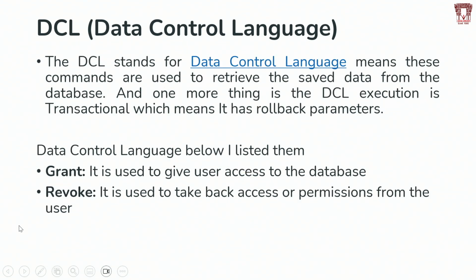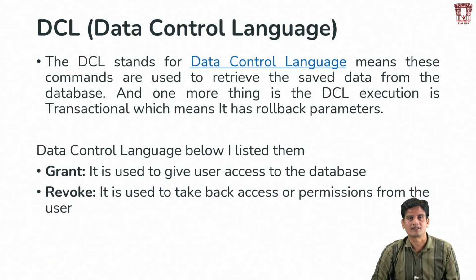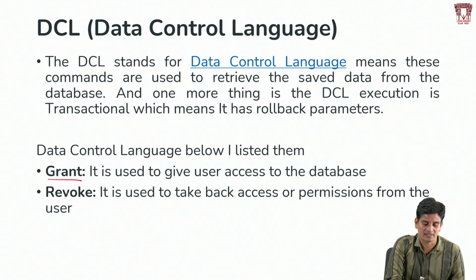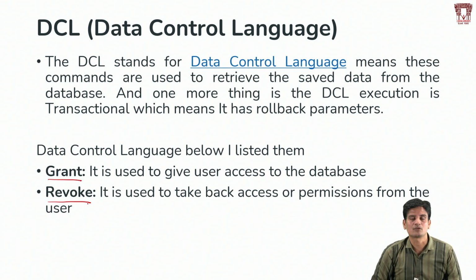And the second category is the DCL, that is data control language. Data control language means it is easy to retrieve the saved data, what we have previously saved in the form of tables. That data can be retrieved from the database, and some execution based on the transaction rollback parameters will be applicable on this DCL. And these are some commands. So what are the commands here? The grant command and revoke command. These are the two types of commands useful in the DCL.